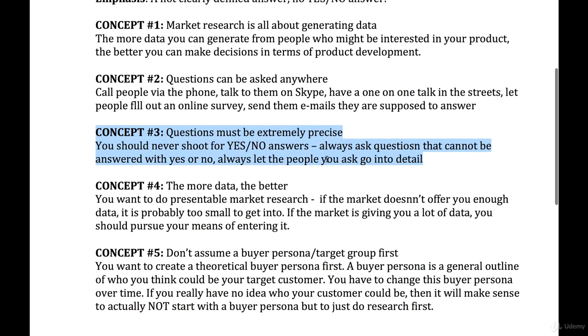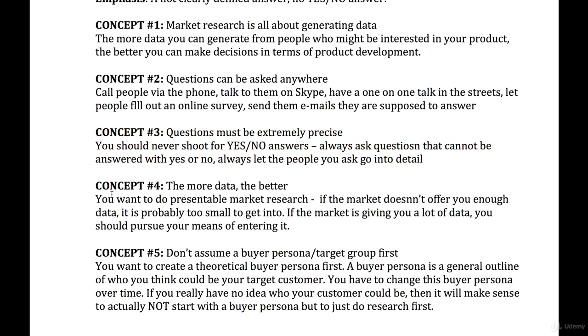So concept number three is: questions must be extremely precise. You want to make sure that the question doesn't shoot for a yes or no answer. For instance, when you ask people, which function of this product do you like and why, there is no way that they can answer with yes. When you ask questions like that, what you're going to get all the time is a very detailed, very defined answer. So my advice to you is always try to get people to go into detail, because if they generate more data than you need, that's fine. But if they generate only very little data that you don't need, then you have a problem. Then you're wasting time, effort, and perhaps even money.